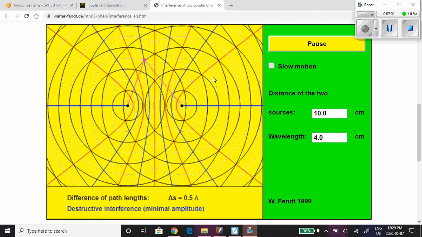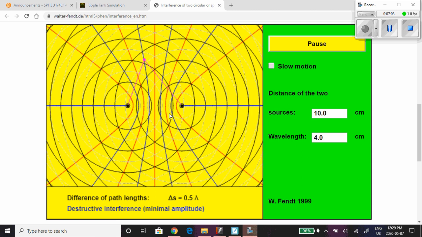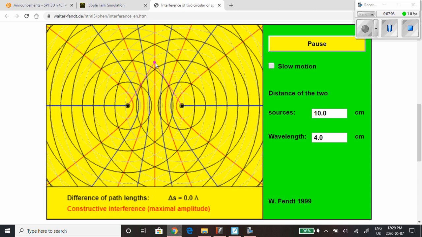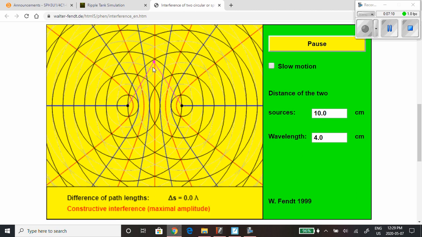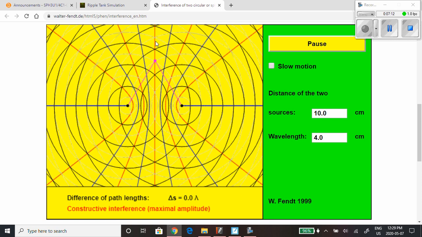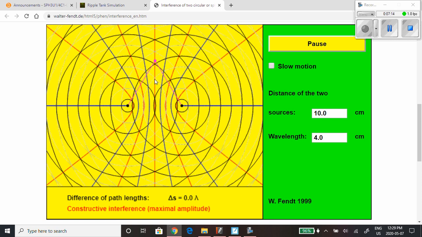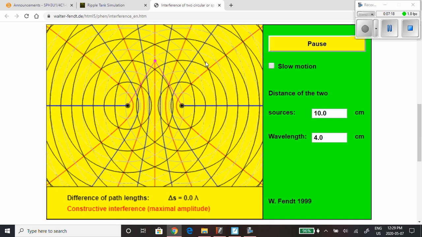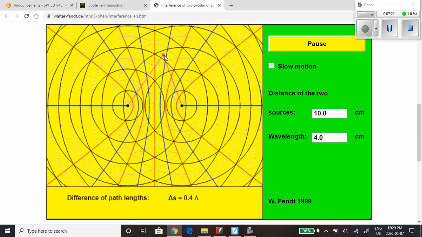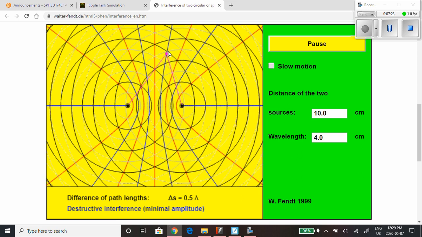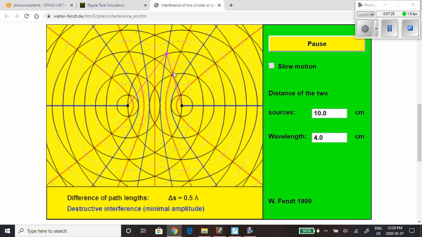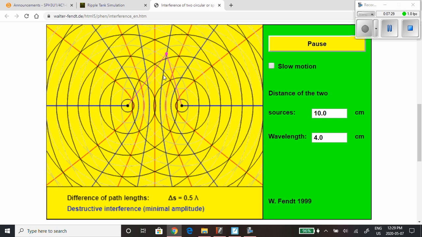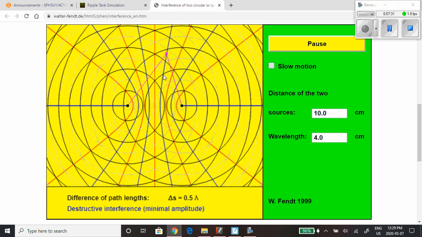Here's another simulation I've put a link to. You can play around with it. The red lines are lines of constructive interference. If you take a look here along the red line, it's always compression meeting compression or rarefaction meeting rarefaction. And there's a variety of red lines here. If you move this to a blue line right here, destructive interference where compression from one meets rarefaction from another continually.